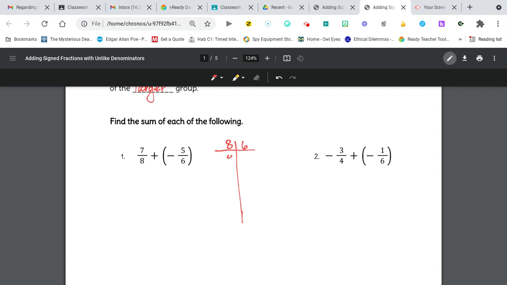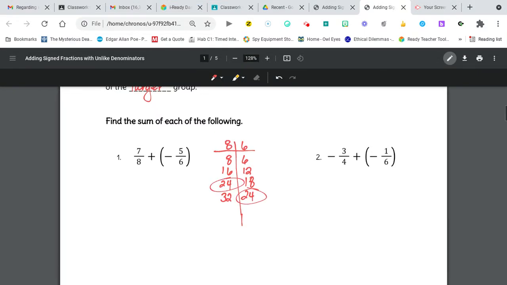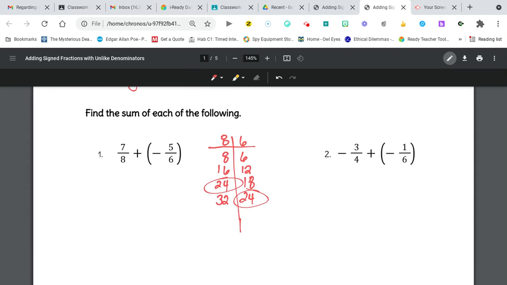All right, I'm going to skip count by 8: 8, 16, 24, 32, and so forth. For the 6: 6, 12, 18, 24. The common denominator is 24. And all you have to do is multiply the 8 by 3 to get 24. And if you don't know that, you can go down 3 spaces to get to 24 from the 8. 1, 2, 3 spaces.